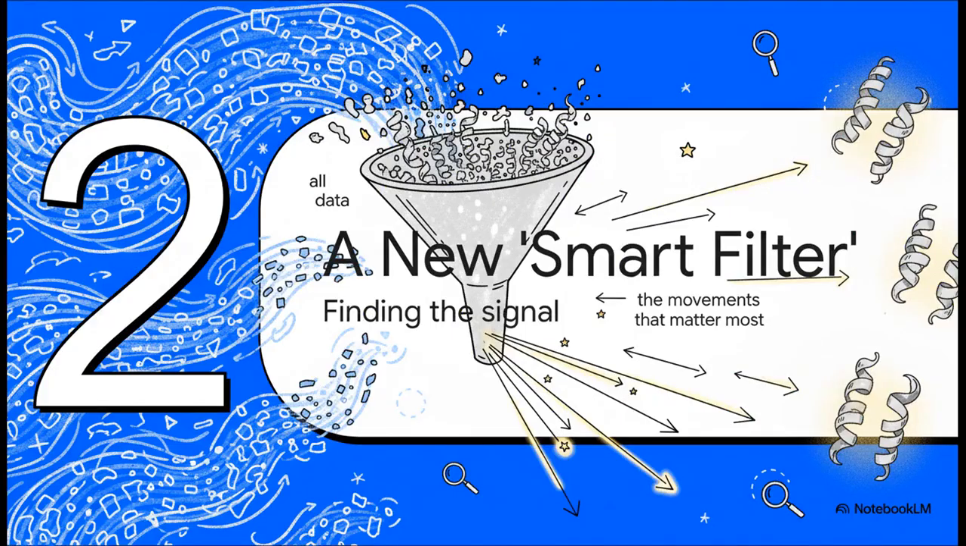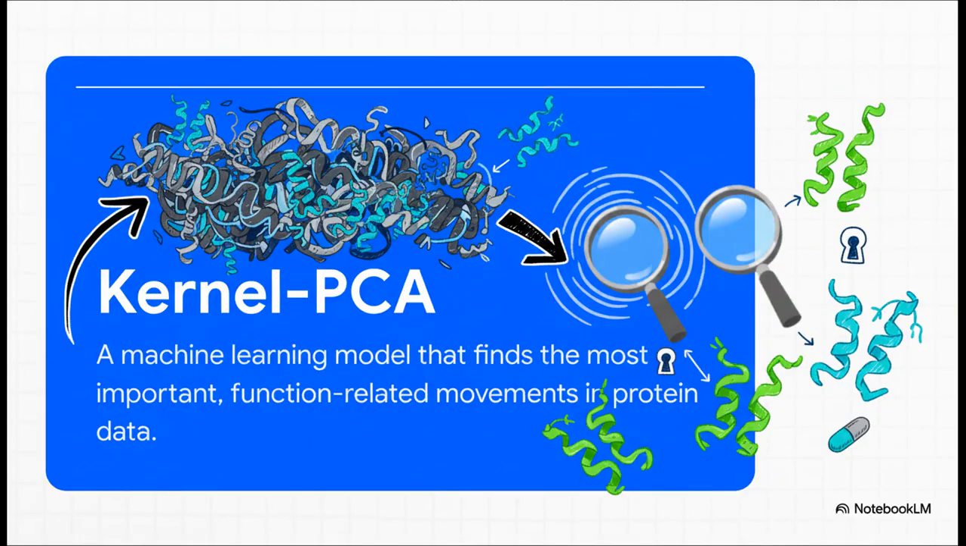But what if you could build a kind of smart filter? A tool that could automatically sift through all that chaos and point you directly to the movements that actually matter. Well, that is exactly what researchers at Carnegie Mellon University have done. They've built a machine learning model called Kernel PCA. Now that sounds complicated, but the easiest way to think about it is as an AI-powered filter. But instead of looking for spam in your email, it's hunting for the secret to a protein's function hidden in this absolute ocean of data.